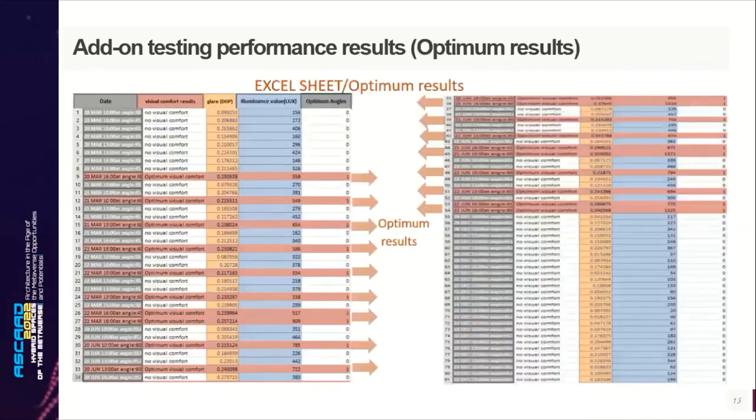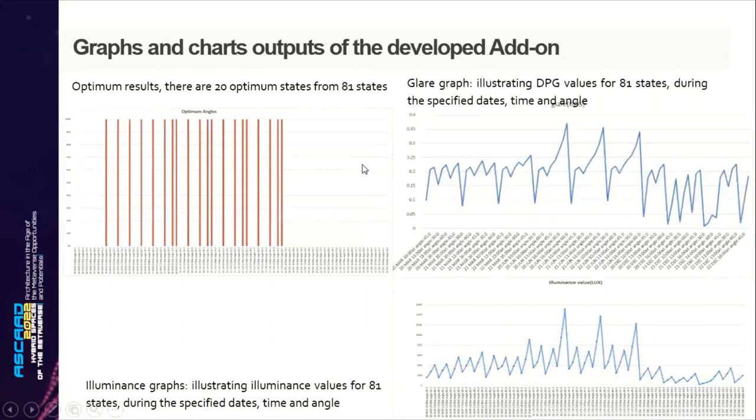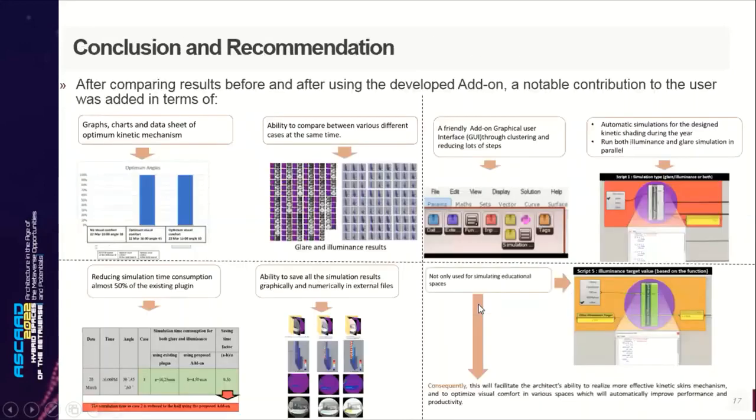We have also created a formula. We can see here numbers 0 and 1. So if the equation gives a number equal to 0, the result means it's not optimum. If it's equal to 1, it means it's optimum. And these are also illustrated graphically. So as output, we have different graphs such as the optimum angles, the glare graph, and the illuminance graph.